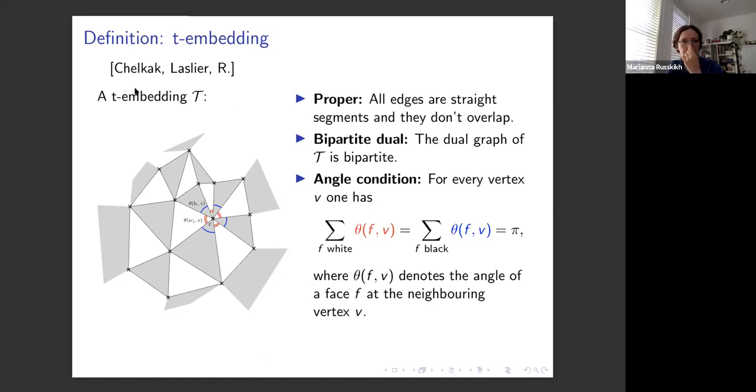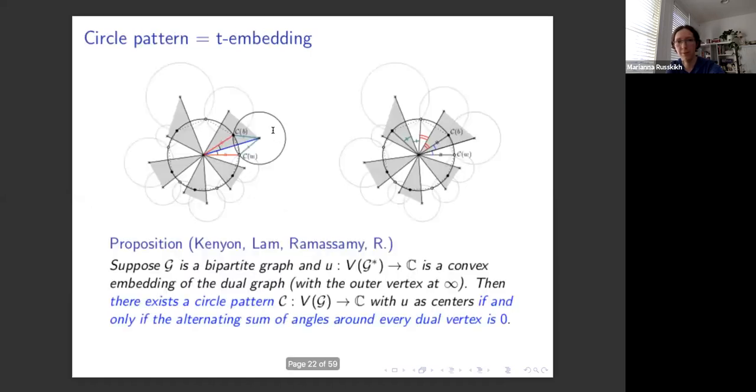Now, let me explain, let me convince you that those two definitions define the same object. And I guess that's what I want to do for today, maybe, unless you have some questions.